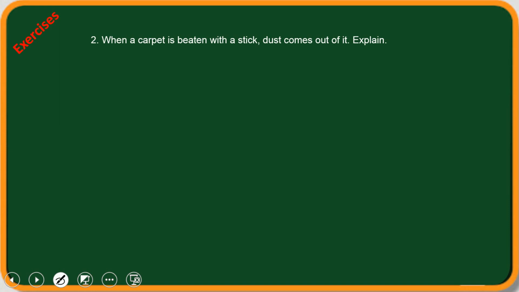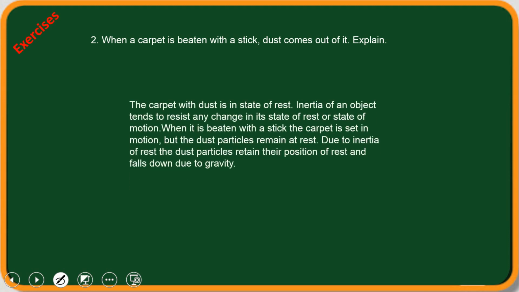Now, due to the jerk, the dust particles remain there while the carpet is moving. So the dust particles will be separated from the carpet, and because of the gravitational force, the dust particles will fall down. Understand? This is the answer. The main reason behind it is inertia. So you can write the answer like this.